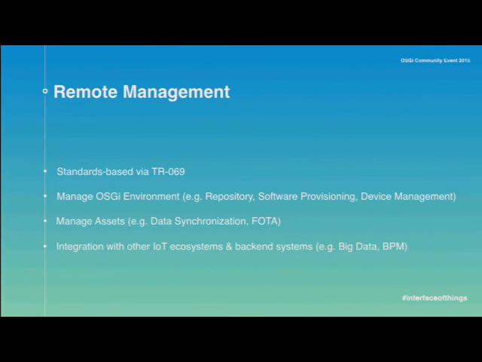Remote management. Obviously, it should be based on standards. TR-069 in the context of smart home systems is currently the standard. So it helps us to basically deploy new bundles and to change their configuration and stuff like this. And so ProSyst has a remote management system, as you have seen in the earlier presentation maybe, and this allows us to manage the OSGi environment on the home gateway. It provides a repository for applications and services. We can do software provisioning, device management, and can even do things like data synchronization.